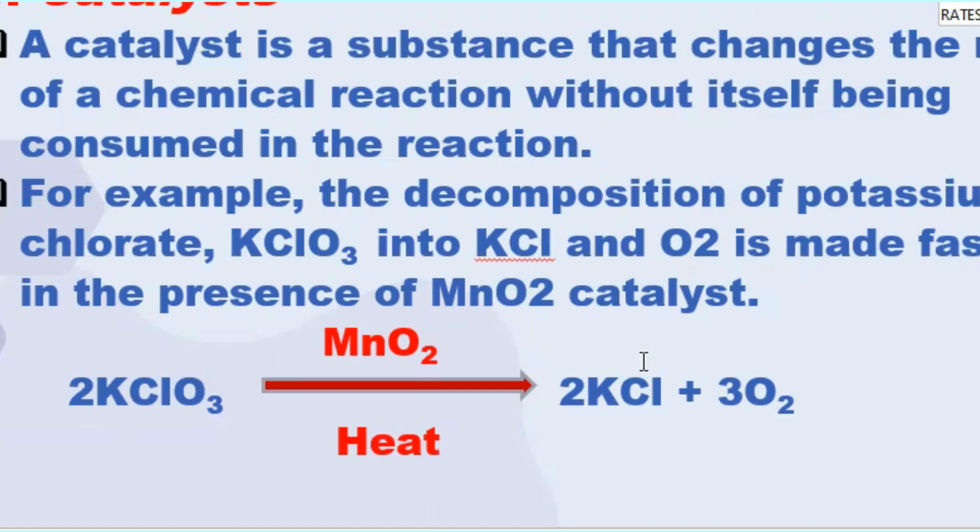There are two kinds of catalysts. Catalysts that speed up the rate of chemical reaction by lowering the activation energy are called positive catalysts or promoters. Catalysts that slow down the rate of chemical reaction by increasing the activation energy are known as negative catalysts or inhibitors.